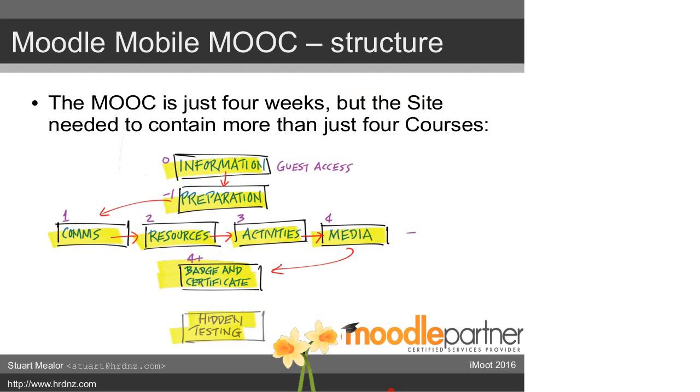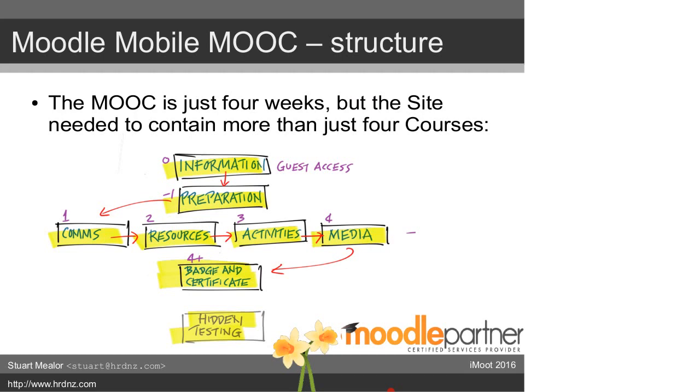We needed a preparation area where we wanted people to get in and be ready to start the course on the 1st of July. So we've given them information on how to download the app, how to set it up, how to prepare. So when we start the first week, everyone's in the right place. Before the preparation area, of course, we need information on the site, which has to be available for guest access, so people can visit the site, think, yeah, this is relevant to me. Then they can join that preparation area, get ready.